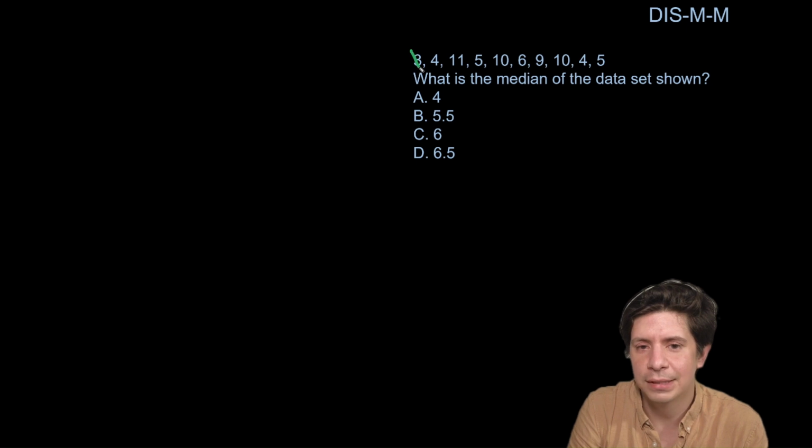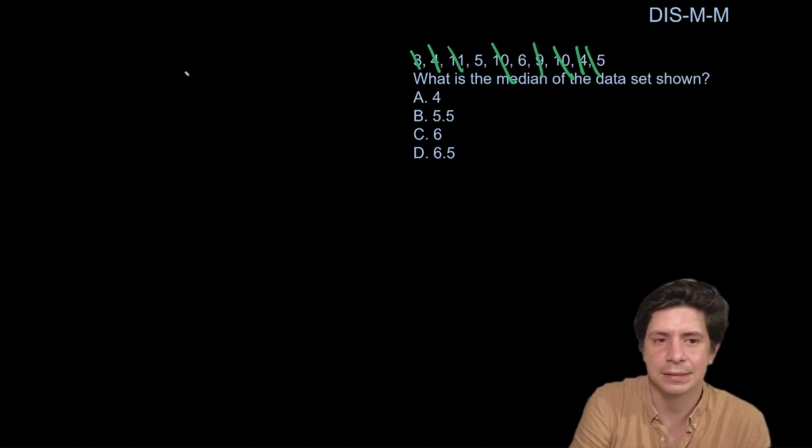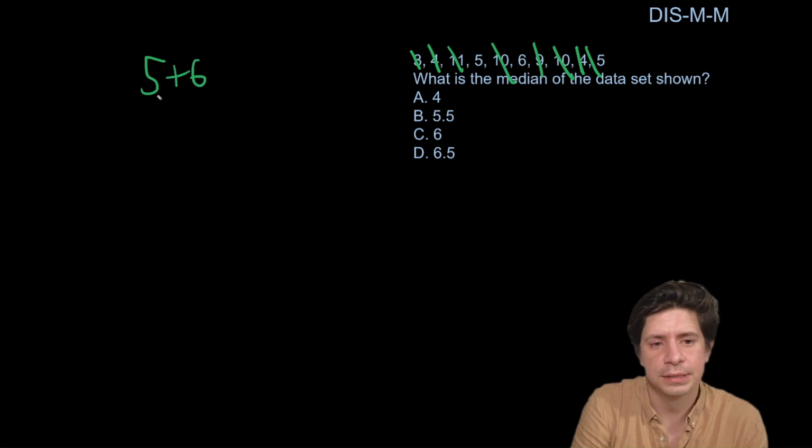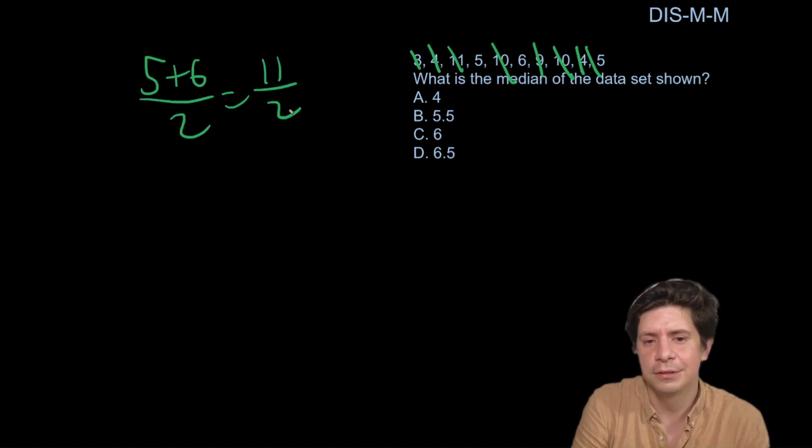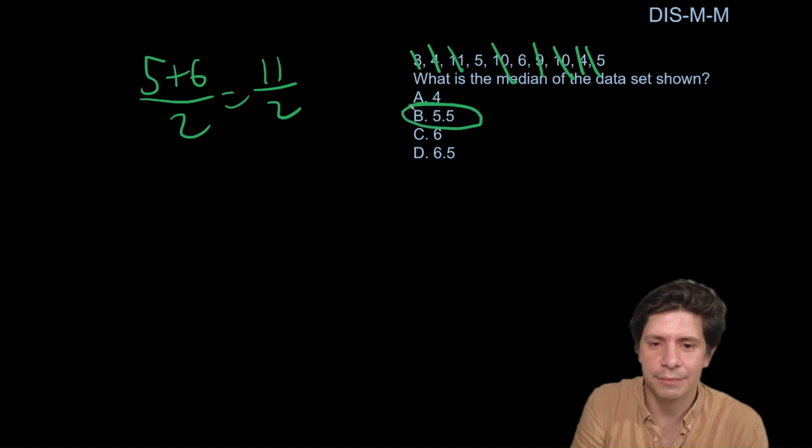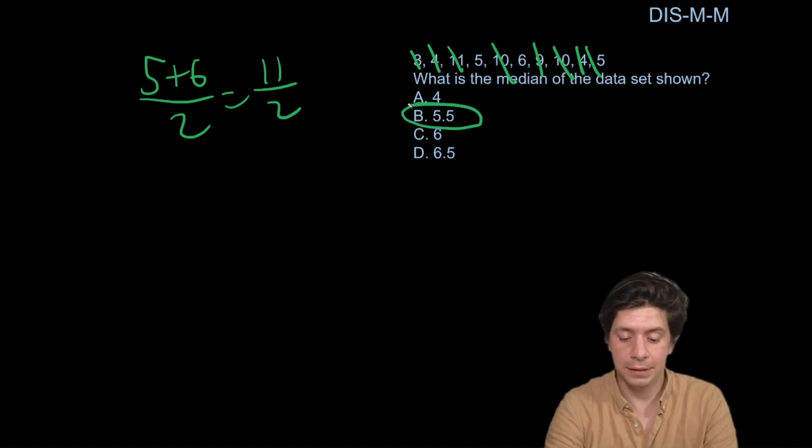Let's cross off 3 because that's the smallest, and 11 because that's the biggest, 4 and 10, 4 and 10, 5 and 9, and we're left with 5 and 6. So we just do 5 plus 6 divided by 2, 11 over 2. Obviously, you wouldn't have to write that out. You should just know it's going to be B as in boy, 5.5.